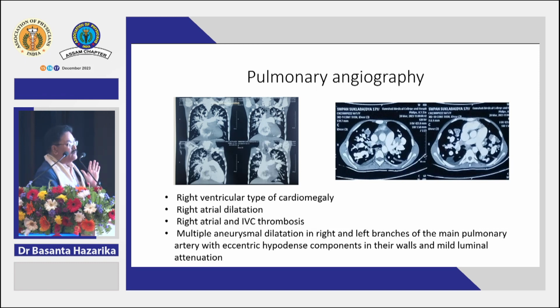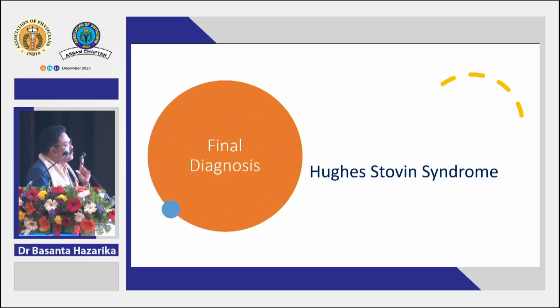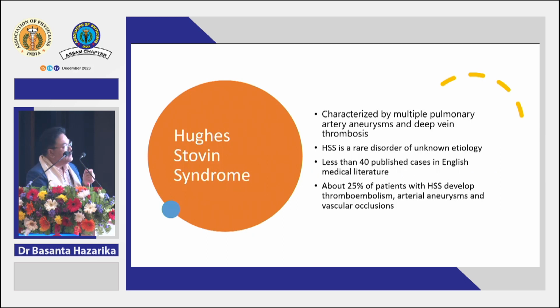So what may be the diagnosis? Pulmonary artery aneurysm with IVC thrombus, with thrombus in the right atrium, and recurrent episodes of hemoptysis. This final diagnosis is Hughes-Stovin syndrome. It is a very, very rare disease. It is characterized by multiple pulmonary arterial aneurysms and deep vein thrombosis. In our patient, there is no deep vein thrombosis, but he has thrombus in the IVC and right atrium.